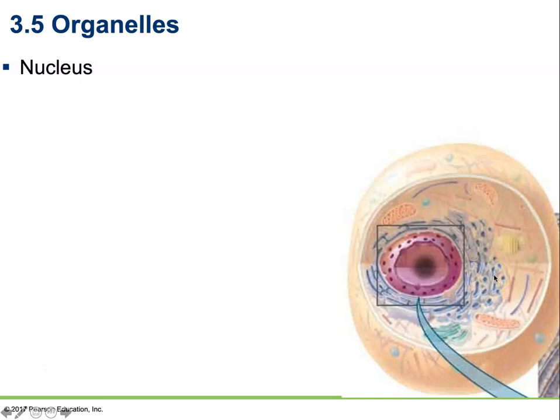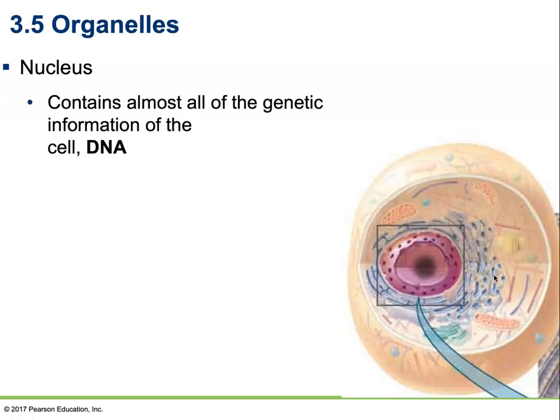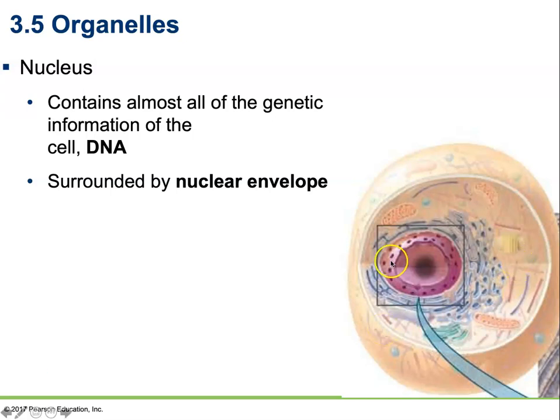It contains almost all the genetic information of the cell. It's going to house the DNA of the cell, and it's going to be separated from the cytoplasm by a nuclear envelope. The nuclear envelope consists of a double-layer membrane. So here we have the plasma membrane on the outside. The membrane that surrounds the nucleus is actually a double bilipid layer, so it's twice as thick as that plasma membrane, that nuclear envelope.